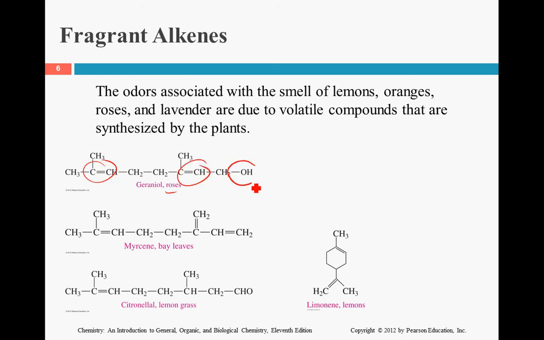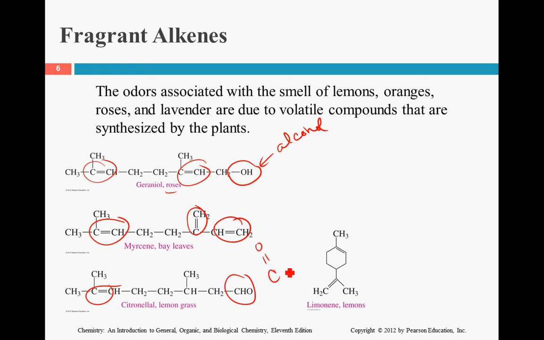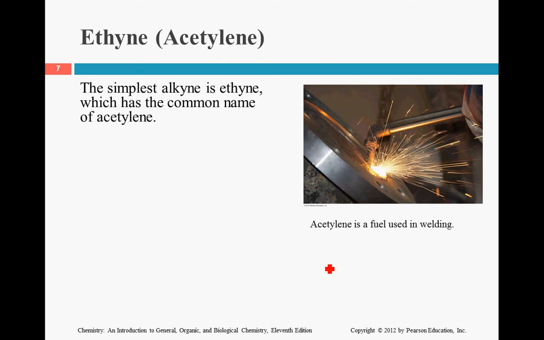Now you may remember from chapter 10 that the OH group is an alcohol. And we have bay leaves, more double bonds here, and lemongrass. This you might remember, see double bonded O, that's an aldehyde. That once again was from chapter 10. And then we have lemons, double bond here and here. Acetylene, or ethyne, is the most simple of all the triple bonds, and it's used to help with the welding.